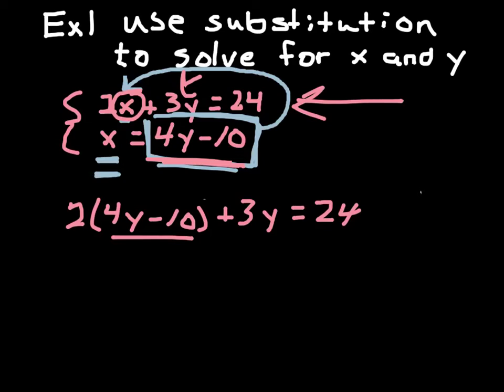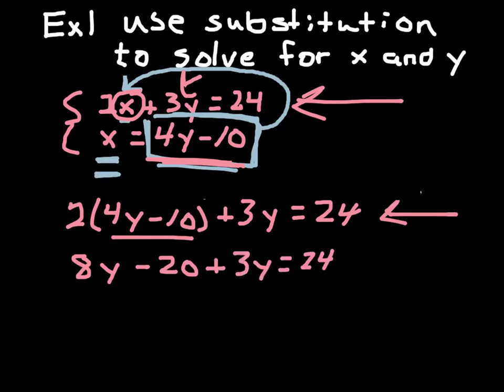I substituted. Now, what do you notice about this equation? How many variables do you have? You have 1, and we know we can solve an equation with 1 variable. All right, let's simplify the left side and distribute. So I have 8y minus 20 plus 3y equals 24. Continue simplifying the left side. 8y and 3y is 11y minus 20 equals 24. All right, solve it for y. Let's see, they're subtracting 20, so add 20 to both sides.